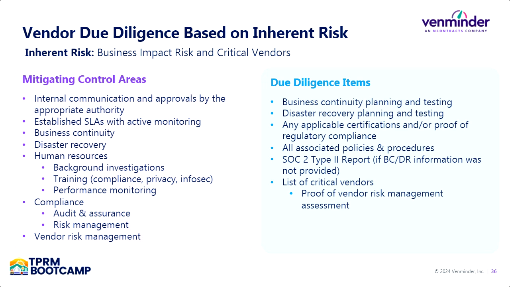We want to really know about their human resources practices, like do they do background checks? What kind of training do they do? How do they manage the performance of their employees? We want to really dive into their compliance issues and, again, how they manage their vendors. So some of the things that we look for are those business continuity and disaster recovery plans and test results. We want to look at certifications, any associated policies and procedures. We want to get into that independent third-party audit, like a SOC 2 Type 2 report, to help us really understand what an independent auditor found. And we want to get a list of their critical vendors and proof that they're managing them appropriately.